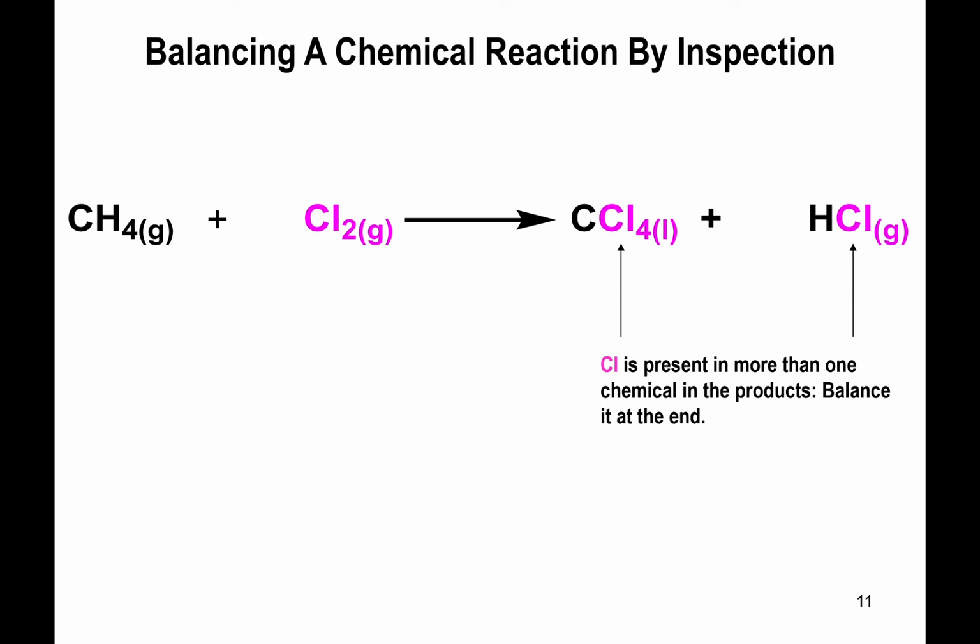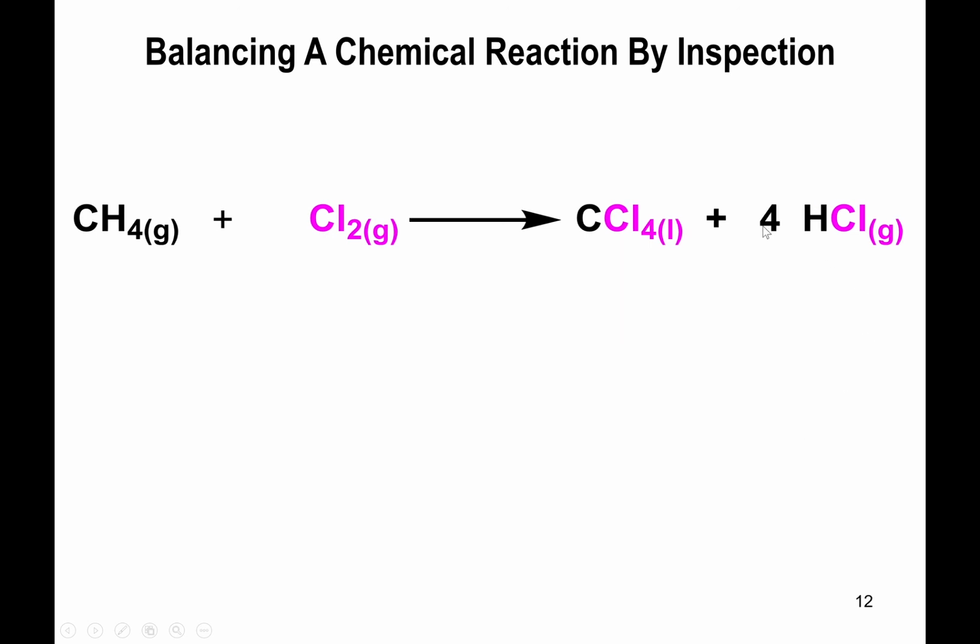You will first focus on the atoms that are present only in one molecule per side. So looking at carbon, we have one carbon on the left side, we have one carbon on the right side. That is balanced. You don't need to do anything there. Looking at hydrogen, we have four hydrogens on the left side, and we only have one hydrogen on the right side. So we will balance the equation by placing a coefficient of 4 in front of HCl.